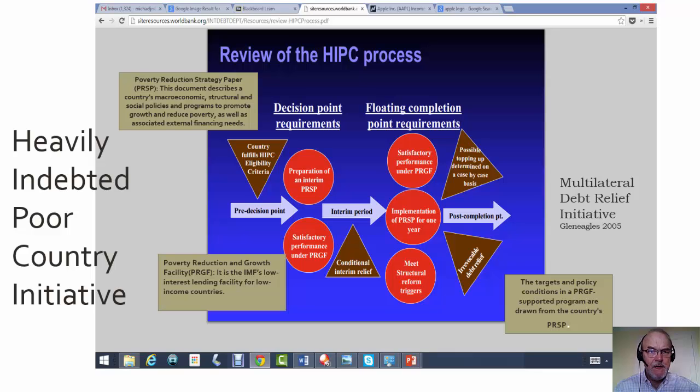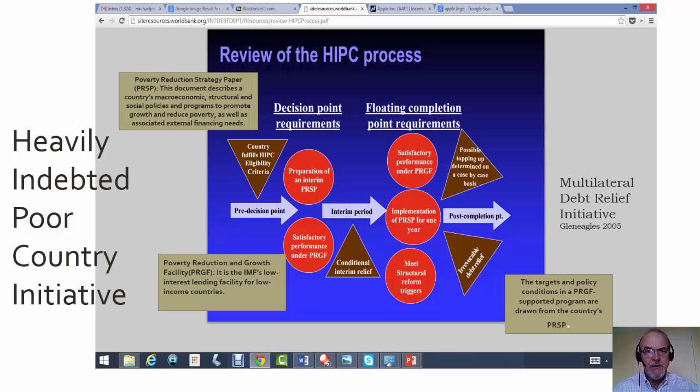So the two key elements of the HIPC are the requirement that countries come up with a poverty reduction strategy paper, commonly known as a PRSP, which is really a detailed plan that helps fashion microeconomic, structural, and social policies that are going to promote growth and reduce poverty. And this is something that's usually done in cooperation with consultants from the World Bank or from other organizations, but that PRSP has to be in place. And once that's in place, then the International Monetary Fund also comes in with its Poverty Reduction and Growth Facility, which is a set of financial tools that the world's poorest countries can take advantage of to start reducing their debt.